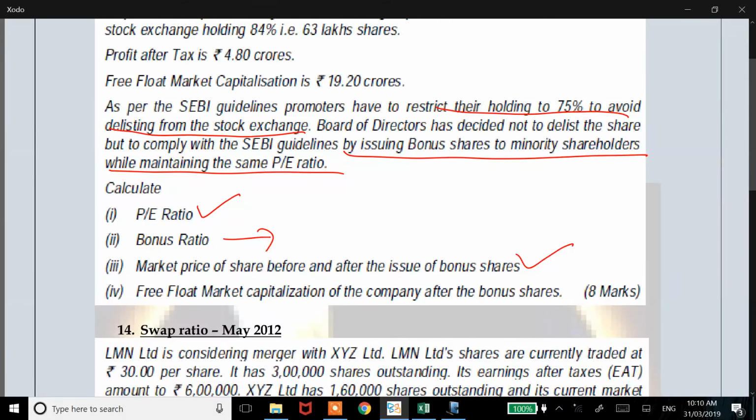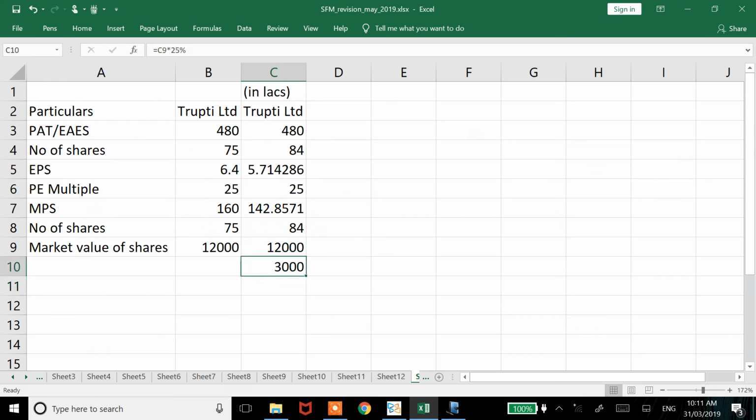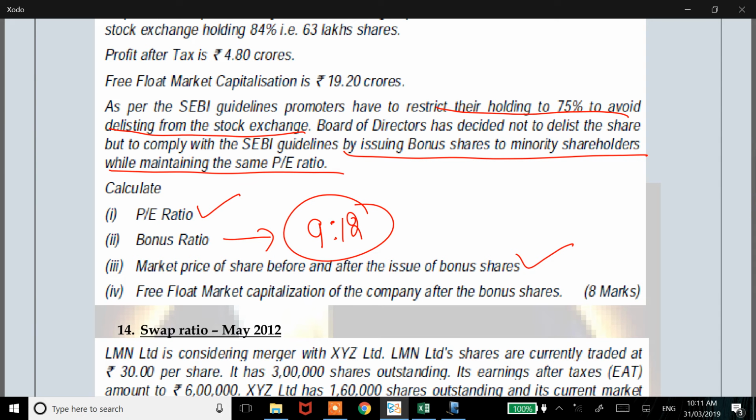Next, bonus ratio is equal to, how many more shares we allotted? 9. How many shares were there earlier with minorities? 12. So 9 is to 12 is the bonus ratio. You allot 9 lakh shares to 12 lakh shareholders. Extra 9 is 84 minus 75. They were earlier holding only 12 lakh shares, so now 12 has gone up to 21. It's free shares given to them.